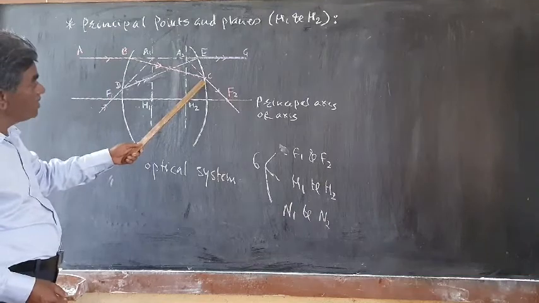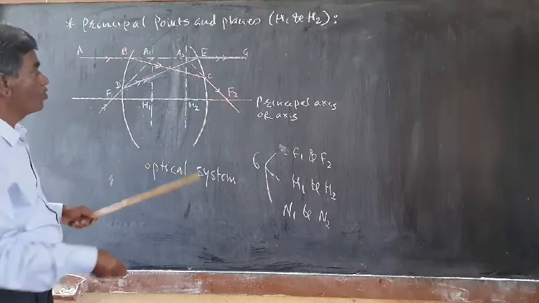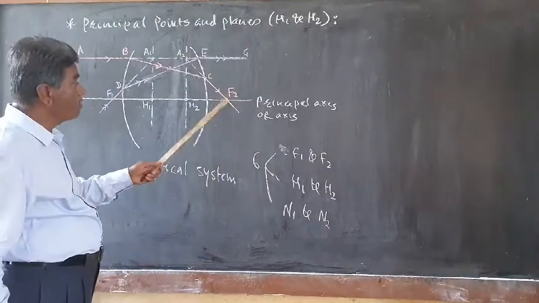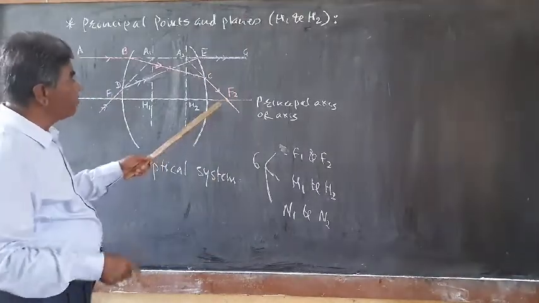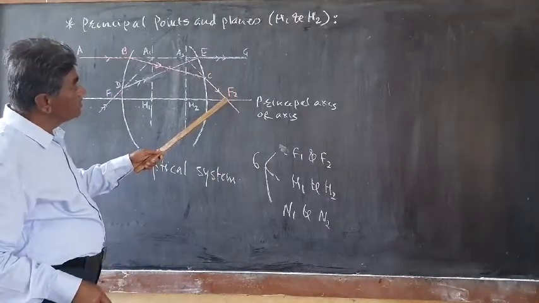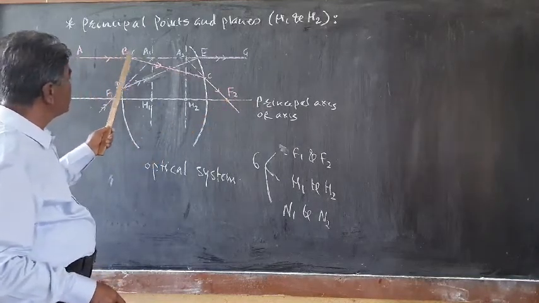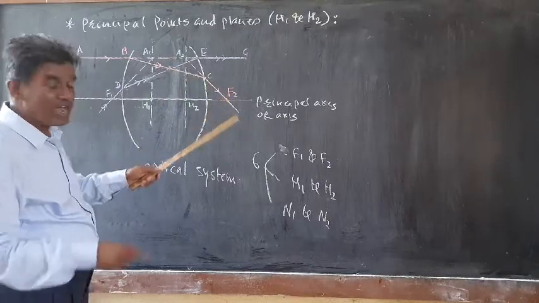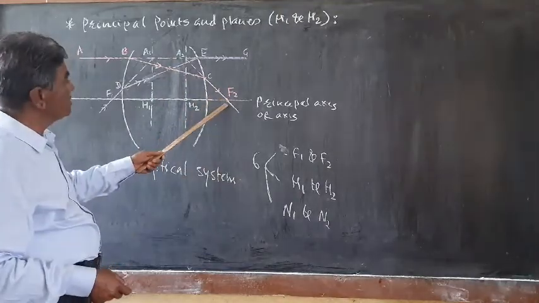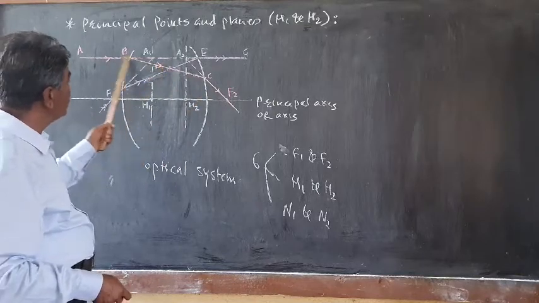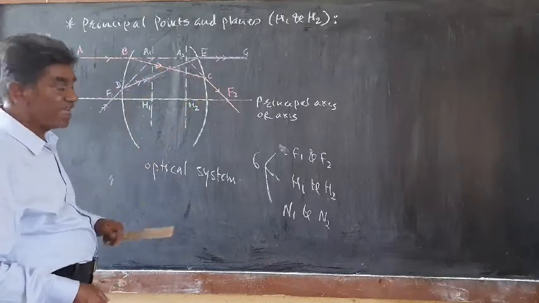After refraction it passes through the second focal point of the optical system, because the second focal point is a point on the axis such that any ray of light parallel to the axis passes through it after refraction. So this is the second focal point, indicated by the single arrow here. This ray is represented by the single arrow.